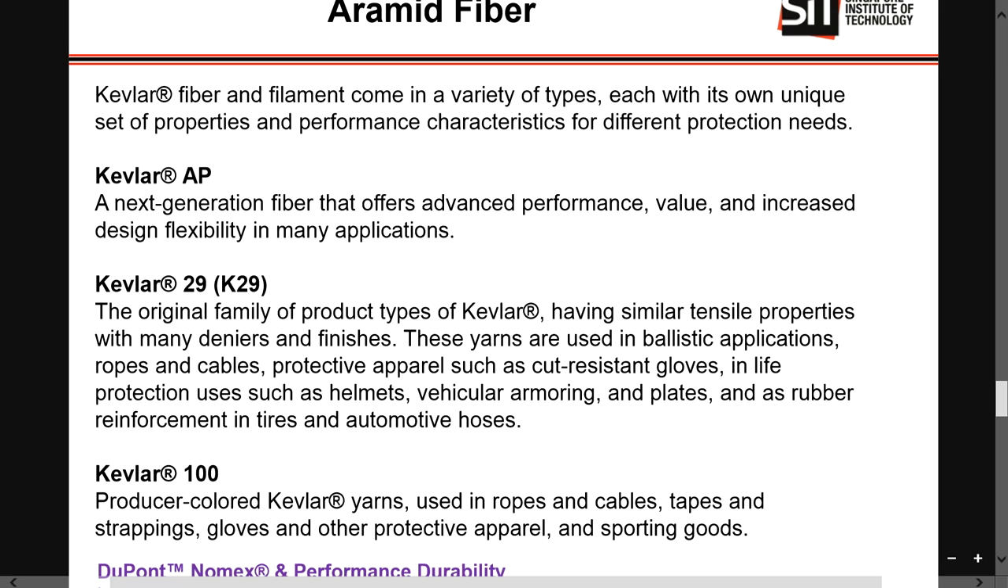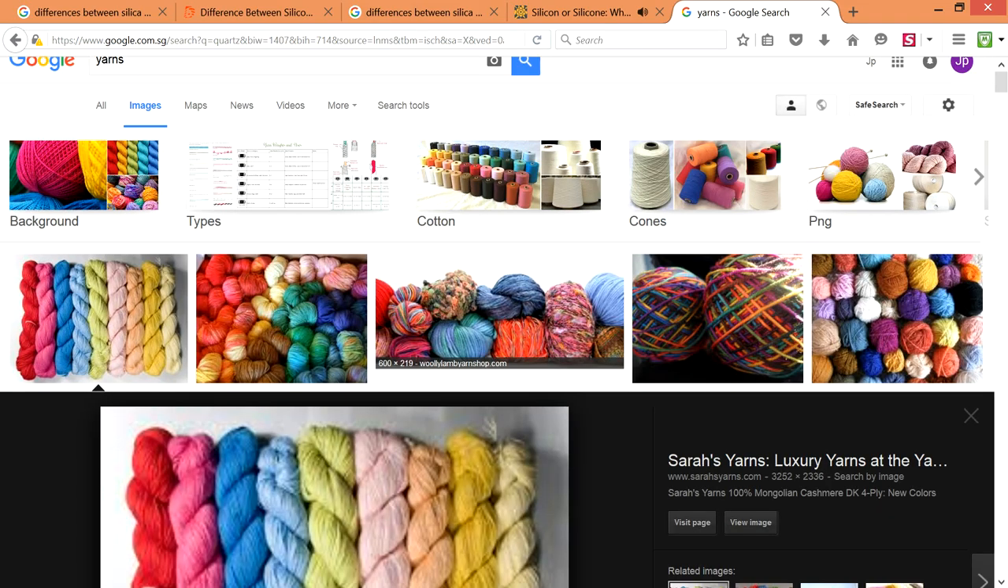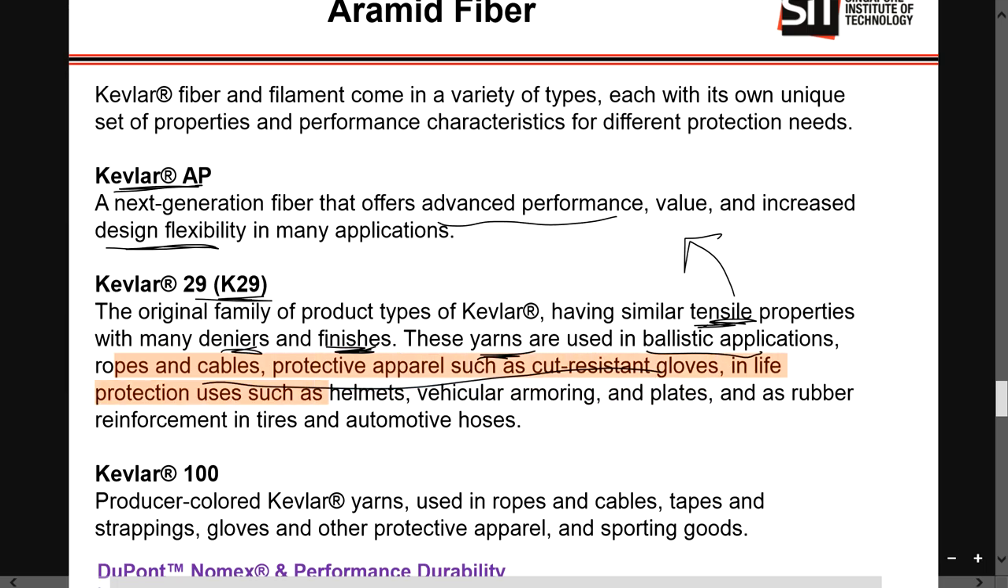I'll just highlight the keywords: you can say it is advanced performance and design flexibility for this type of K29 version, with the same tensile properties as this one over here, and its applications are all this. You can just check it out. The next thing is many deniers and finishes, and the next word is yarns. So what are all these? The aramid is made into this type of yarns, meaning strands of fibers, and therefore it is made into ropes, cables, everything, and even your helmets.